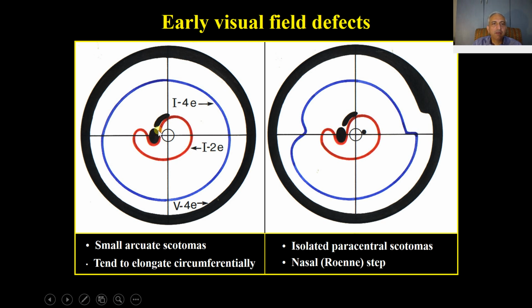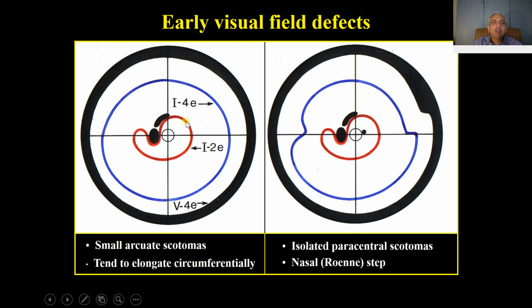So this is the left eye, and this is the same small arcuate scotoma with a tendency to elongate along this 15 degree to 20 degree area that is typically called Jerome's area or Jerome's scotoma. Here you can see these letters written 12E, 14E, 54E. So these are actually what we call isopters.